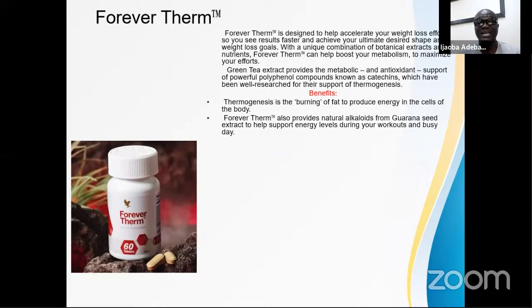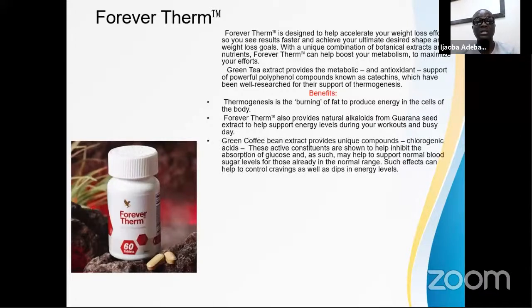Forever 10 also provides a natural alkaloid from guarana seed extract to help support energy during your workout and busy day, so that you have the energy all through.